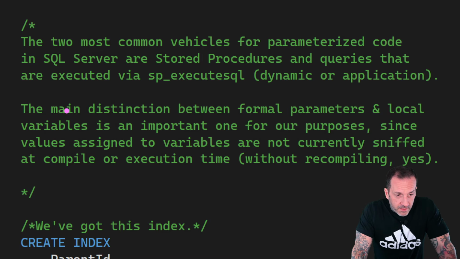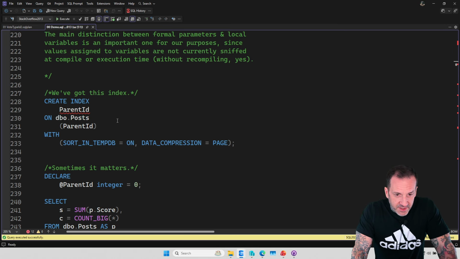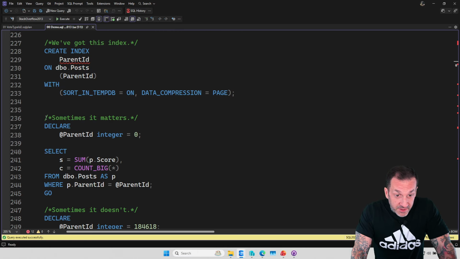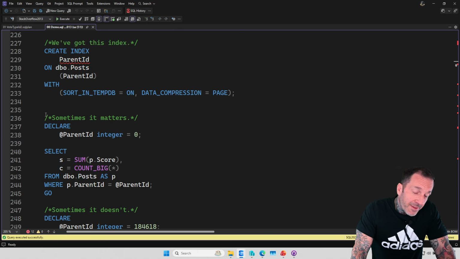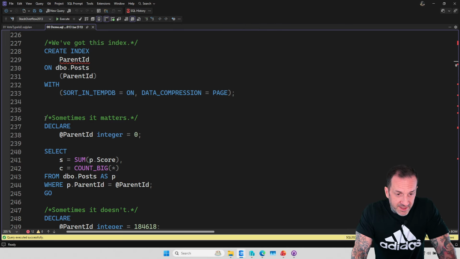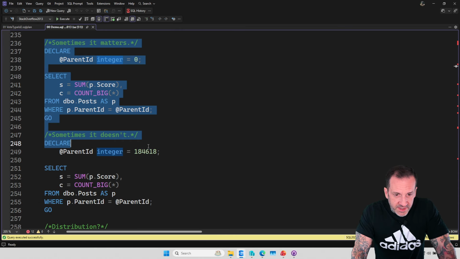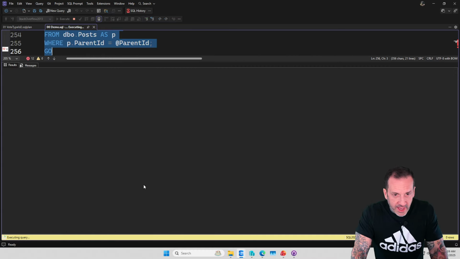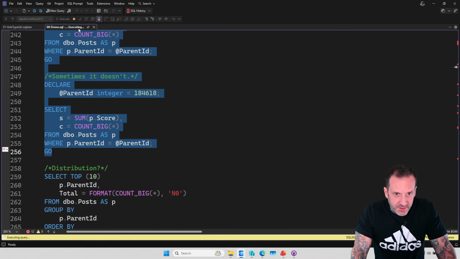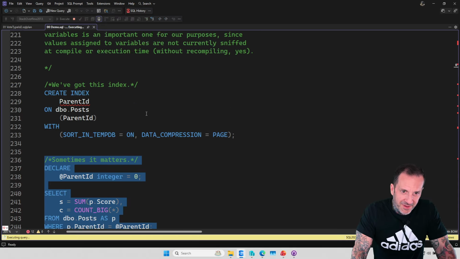But we're going to talk a little bit about the main distinction between formal parameters and local variables here, because sometimes the local variable thing matters and sometimes it doesn't. I'm going to start these two queries off running, and then we're going to talk a little bit about that. Oops, that was two queries. Sort of jumped around on me.